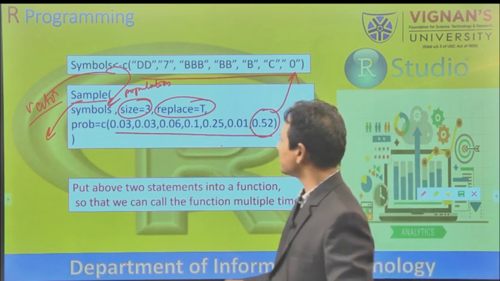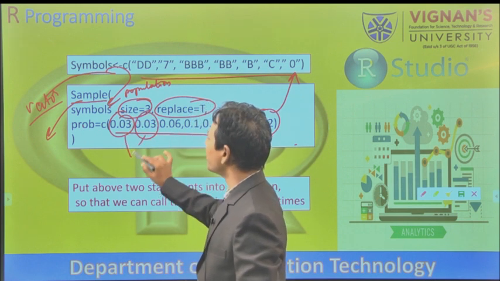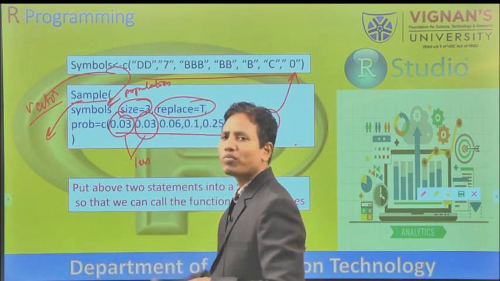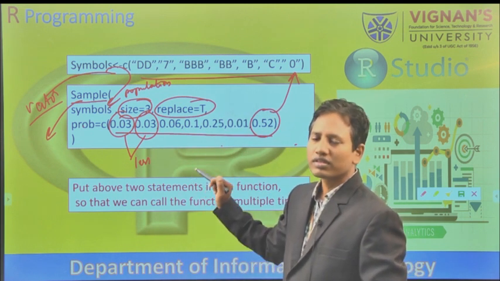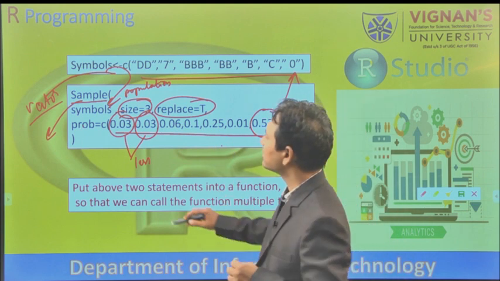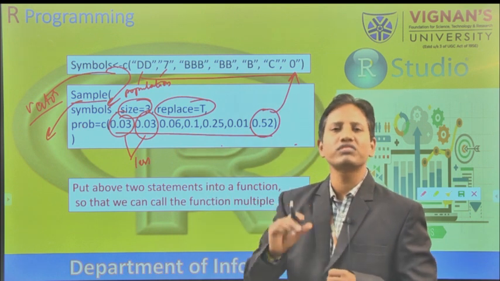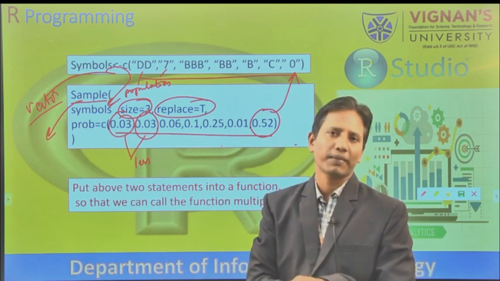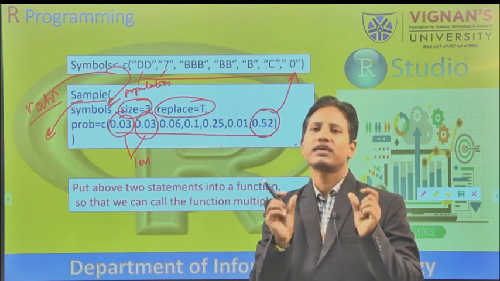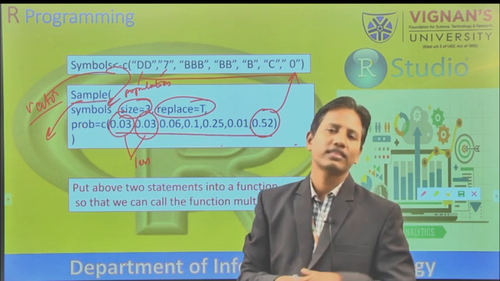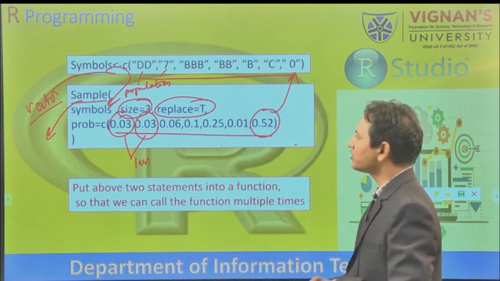Okay. And if you check this one, 0.03 and 0.03, very less probability. With less probability, the sample function has to select this diamond and the 7. Why? Because these two symbols have a lot of prize money. Because of that, these symbols have to be selected very less frequently, and that is given here, the probability.